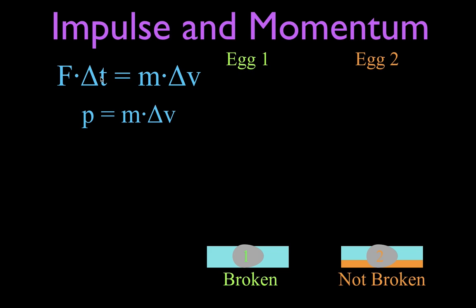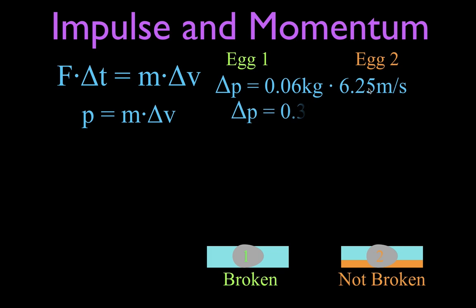Both eggs have the same mass. An egg has a mass of about 60 grams, which is 0.06 kilograms, because everything is in kilograms, the base units for the metric system and mass. And when I drop an egg from 2 meters high, when it reaches the ground, it's traveling approximately 6.25 meters per second. So both eggs have the same mass, they're traveling at the same speed, so they both have the same change in momentum when they stop, okay? And this is the change in momentum. So the change in momentum is equal for both eggs.